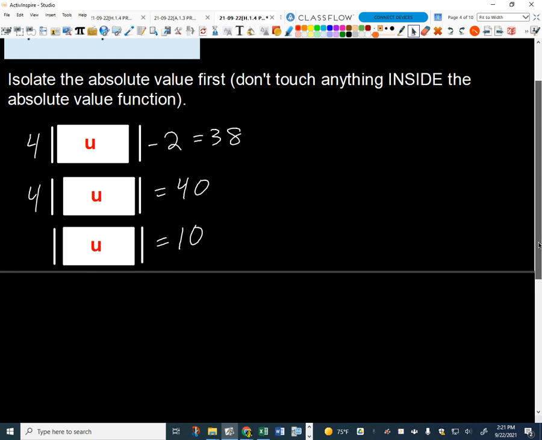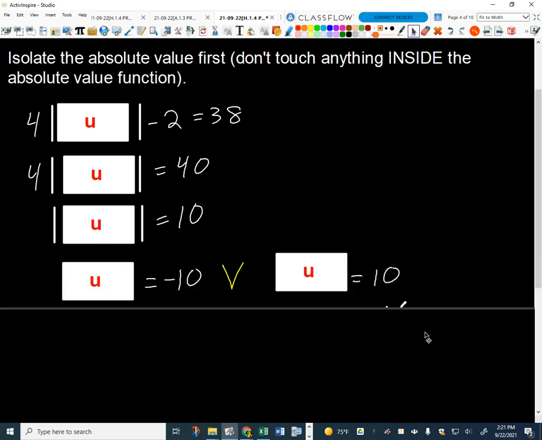So then all I've got to do now, once I get to here, is whatever is inside the absolute value, we still don't know. It either equals negative 10 or, and this, by the way, is my symbol, in case you haven't seen this or don't remember it, that V-looking symbol means or in math, okay? So either what's inside the absolute value, call it the argument of the absolute value, is equal to negative 10, or it's equal to positive 10, okay?